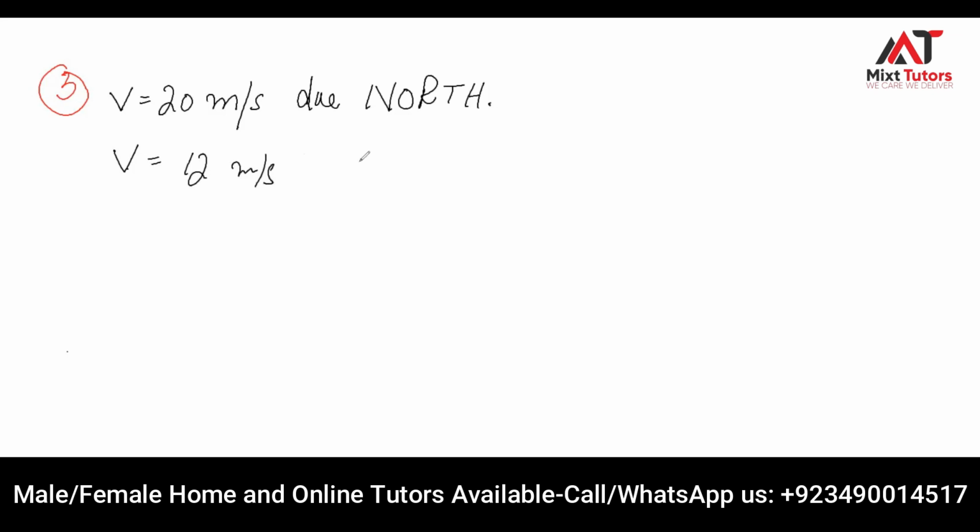The question is: when there is no wind, the engine of the airship pushes due north at 20 meters per second. So the velocity is 20 meters per second due north. The wind is blowing from the west with a speed of 12 meters per second. Here there is a technical point.